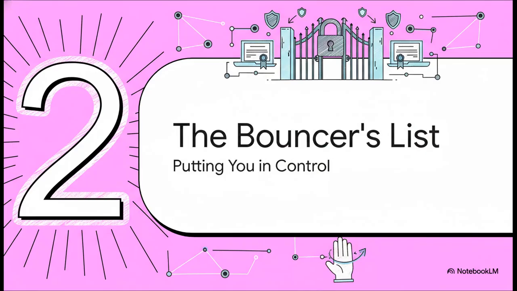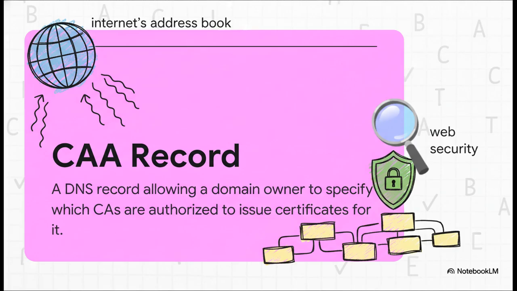So how do you stop that from happening? Well, this is where a really clever security control comes into play. It's a simple idea that puts the power right back where it belongs, with you, the domain owner. It's called the Certification Authority Authorization Record, or CAA for short. All it is really is a simple public note that you, the domain owner, stick in your DNS, the internet's giant address book. You're basically just leaving a message for everyone to see, saying, hey, here's who I trust.